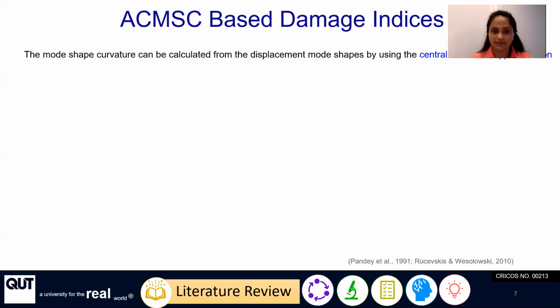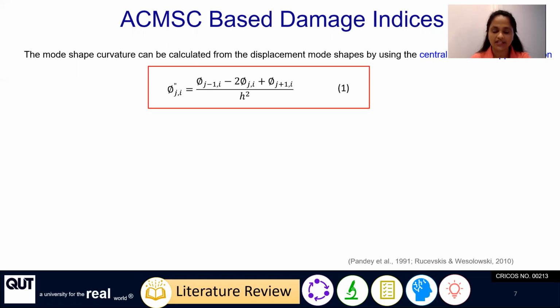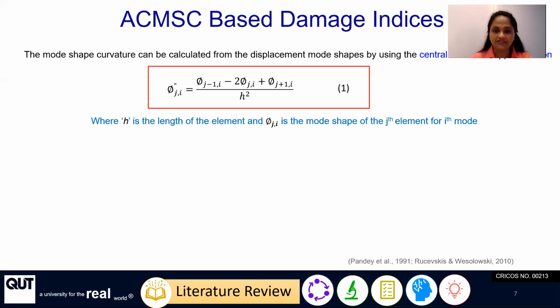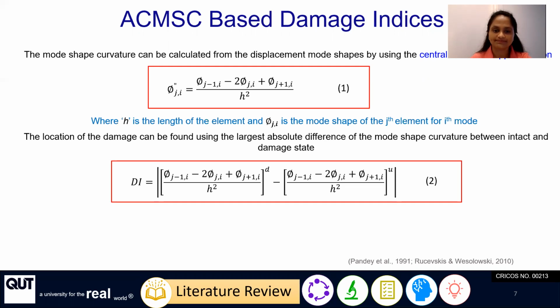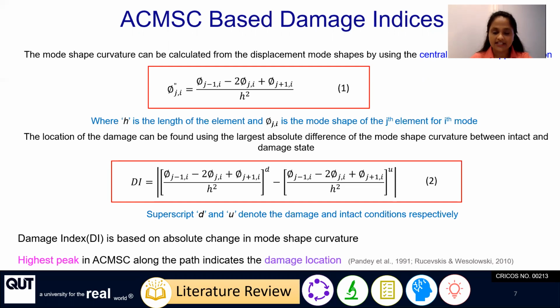The mode-shape curvature can be calculated from the displacement mode shape by using central difference approximation, as shown in equation number 1. Here, h is the length of the element, phi ji is the mode shape of the jth element for the ith mode, and the location of the damage can be found using the largest absolute difference of mode-shape curvature between the intact and damaged state, as shown in equation number 2. Here, the damage index di is based on the absolute change in mode-shape curvature. The highest peak in the absolute change in mode-shape curvature along the path indicates the damage location.